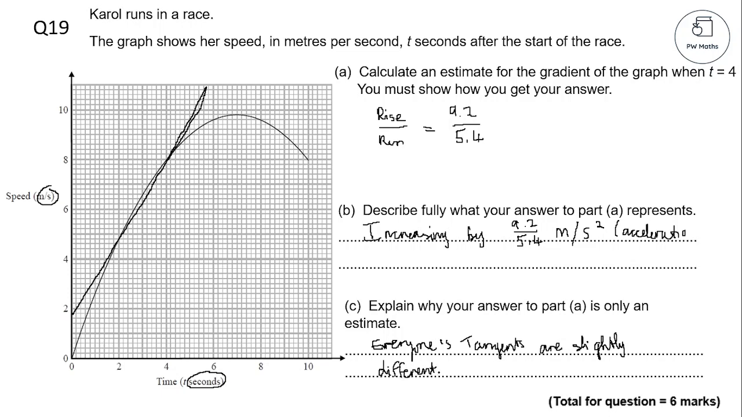So the key to that question is remembering, draw a tangent. Lots of people tend to draw their tangents through 0, 0. If you draw your tangent through the origin, you instantly get no marks.